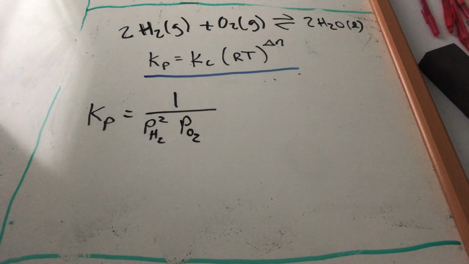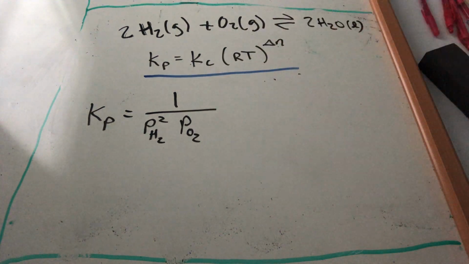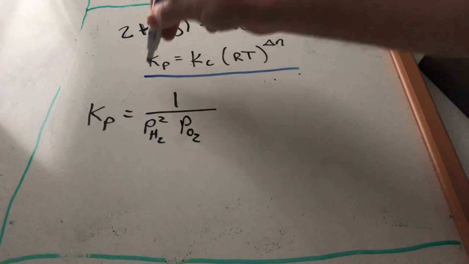That's what Kp looks like. Now to go between Kp and Kc, what we're essentially going to do is prove this expression right here.